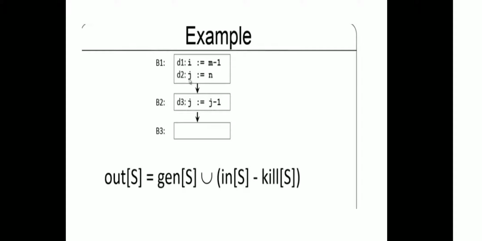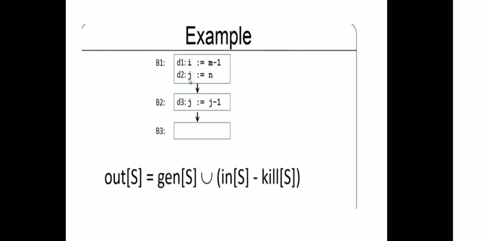Here the example has basic blocks B1, B2, B3. In each basic block there are two points, at the entry and at the exit. Basic block B1 contains two definitions, D1 and D2, and B2 contains another definition, D3. The data flow equation is out of S equals gen of S union in of S minus kill of S.